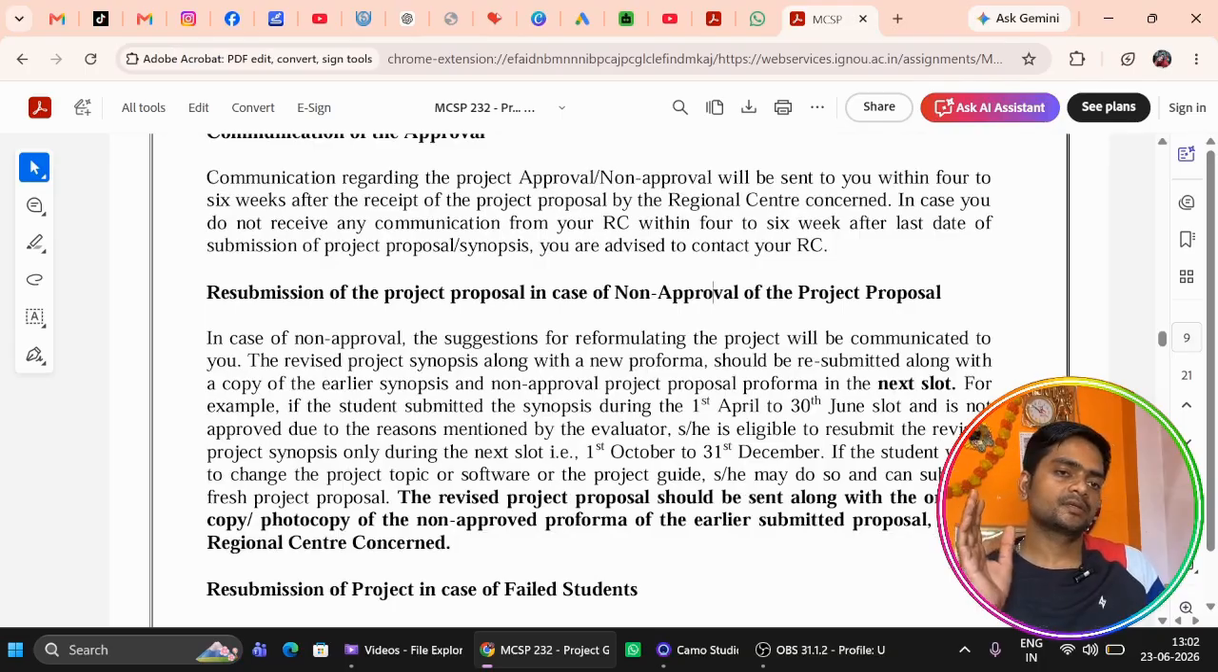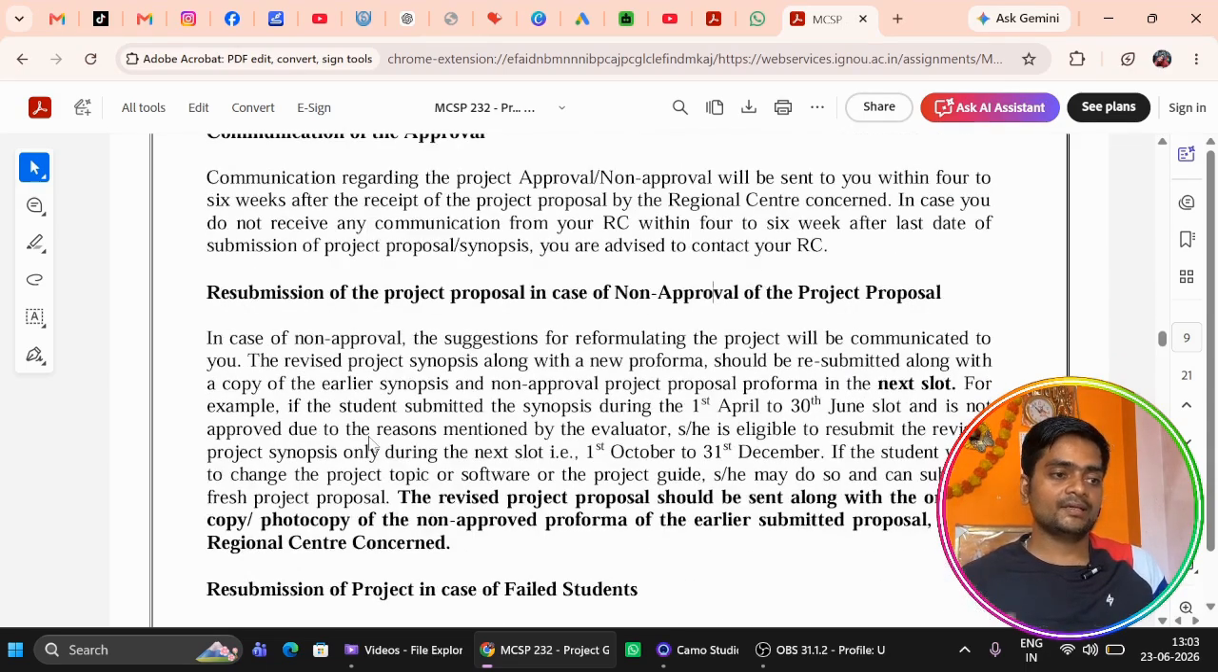Resubmission of the project proposal. In case they find any mistake in your project proposal, they might reject it. In that case you have to resubmit it. You just have to correct the things that went wrong at first submission.